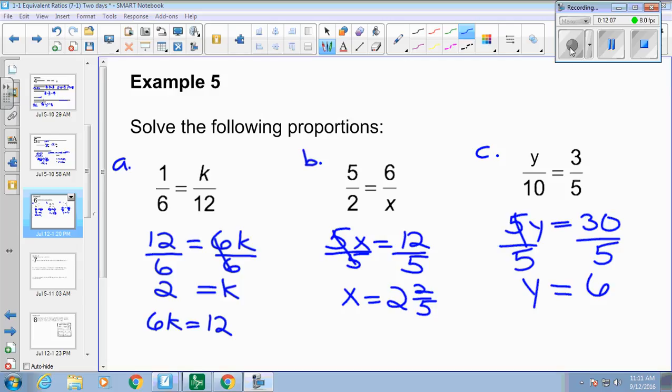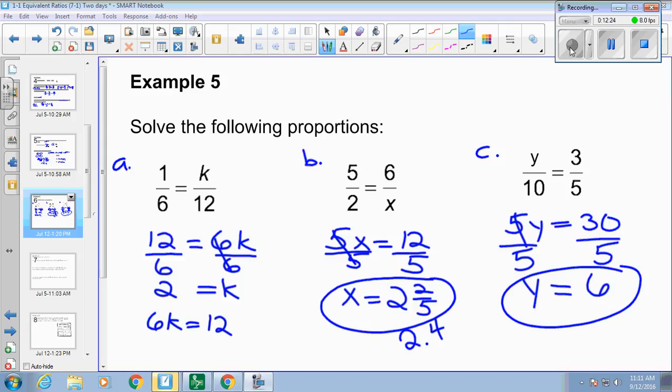Okay, so I asked you guys to try B and C on your own, and I got a final answer of 2 2/5 for B. It's okay to get a fraction, or that could be a decimal of 2 4/10 if that's what you had it worked out as. And C, I had y equals 6. Cross multiplying, setting up an equation, and then solving your equation.